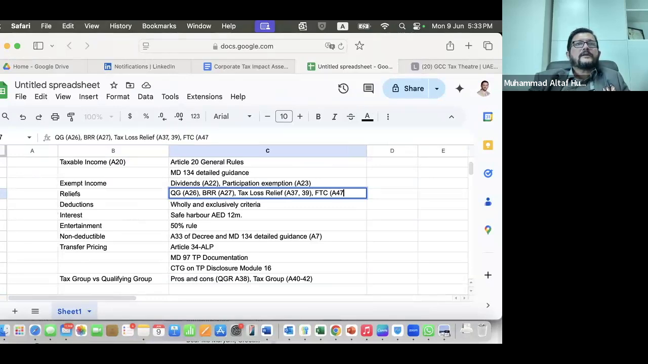What else were you saying? Withholding tax credit. There is no withholding tax in UAE. Yeah, it is not there, but there's a specific article, which is Article 46. Yeah, 46. Okay, fine. We can write 46, 47.